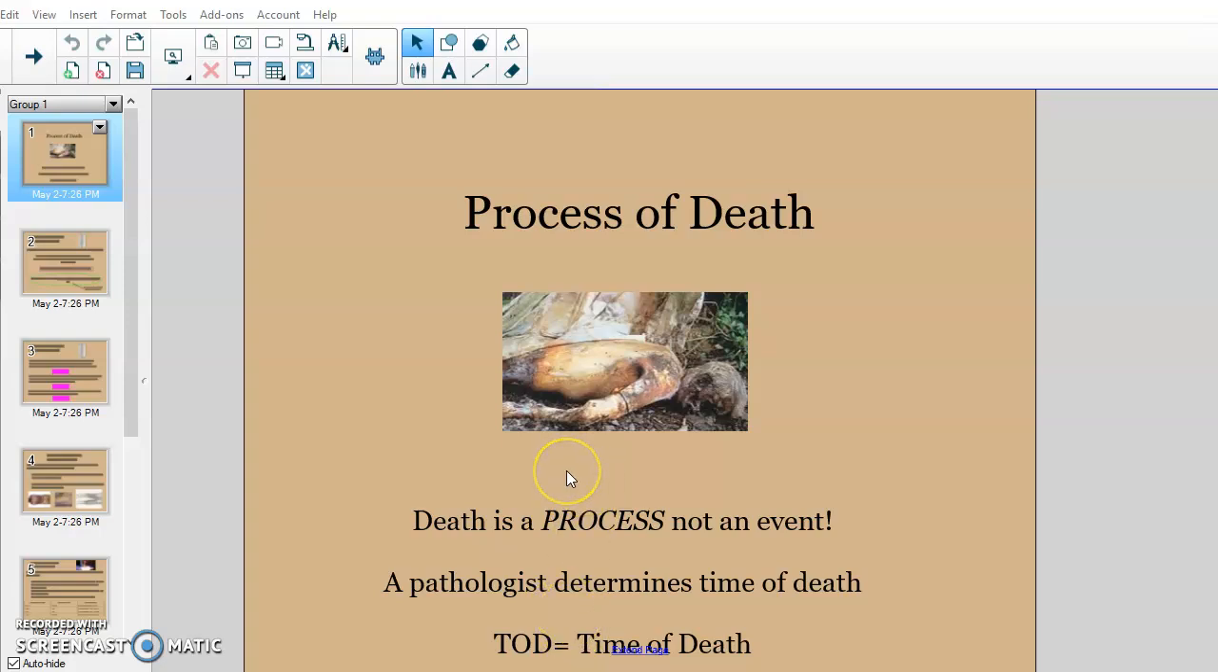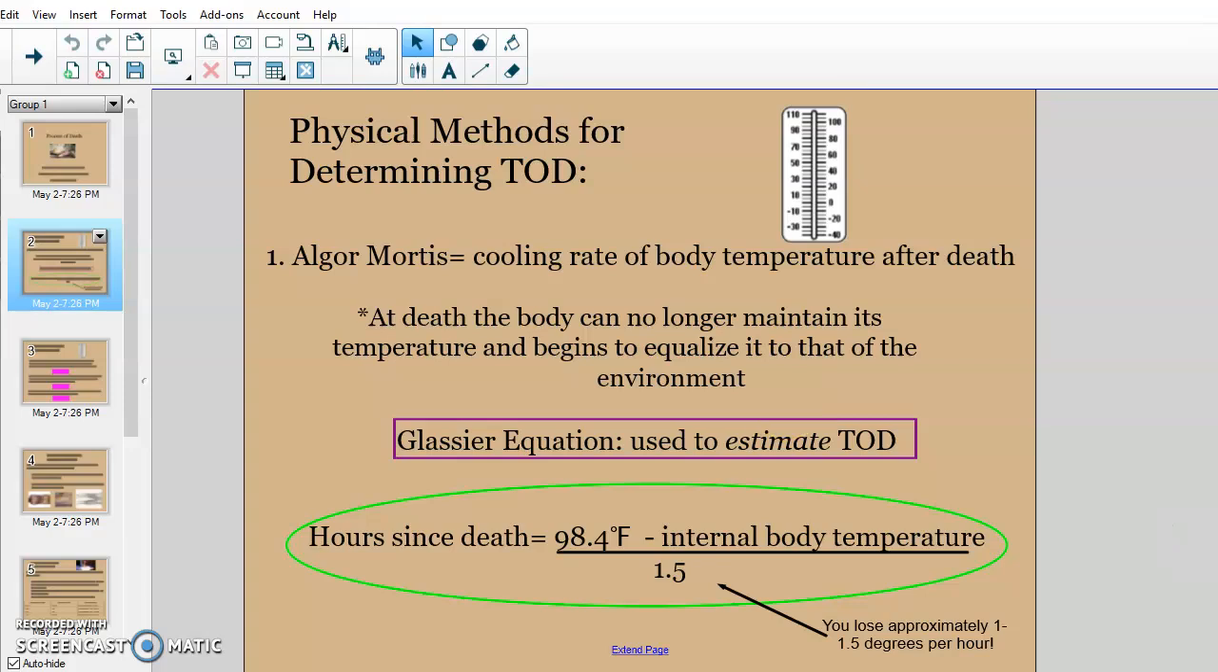Keep in mind, death is a process, not necessarily an event, right? Your body slowly stops functioning after the initial impact of whatever it is. A pathologist determines somebody's time of death. They're the individual who is able to determine a time of death. So let's dive into the three things that they use to determine somebody's time of death.